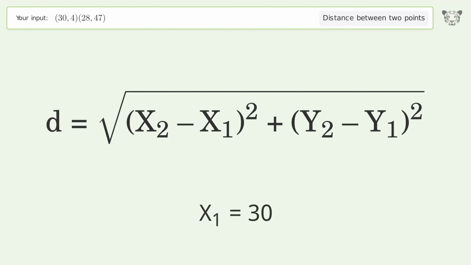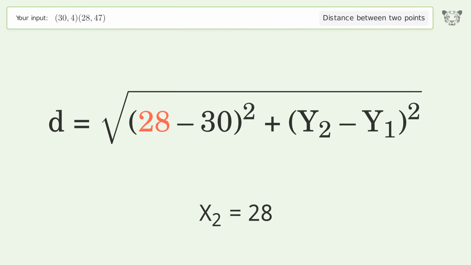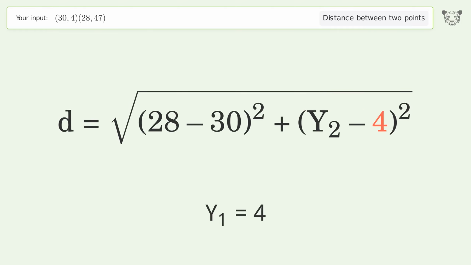x1 equals 30. x2 equals 28. y1 equals 4. y2 equals 47.